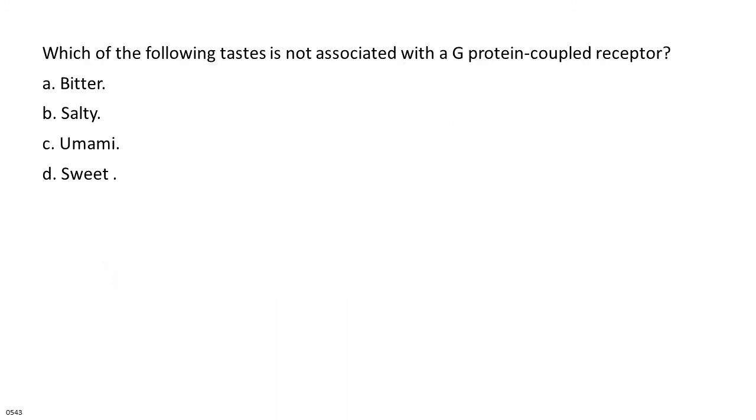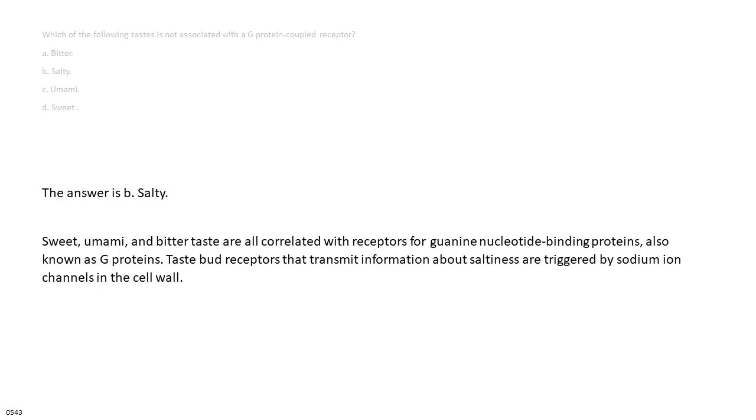Which of the following tastes is not associated with a G protein-coupled receptor? A. Bitter. B. Salty. C. Umami. D. Sweet. The answer is B. Salty.